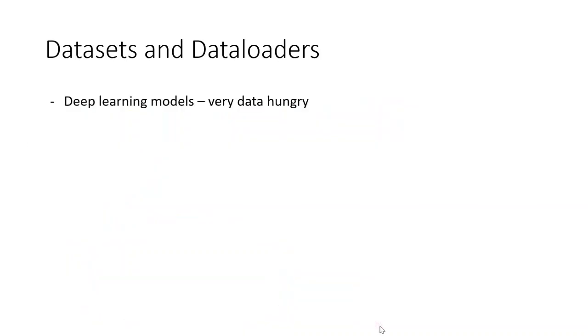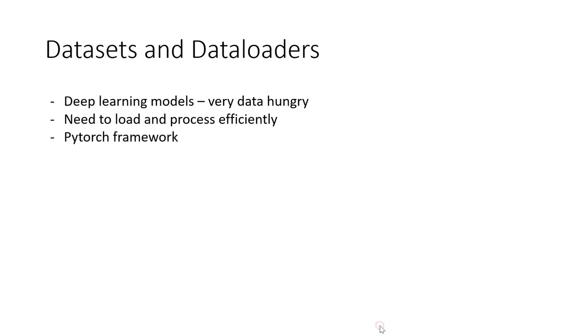So as you know, deep learning models require large amounts of data. They're very data hungry. And for this, we usually need to grab data from a disk, load it up, run some processing, and feed it into the model. So we need very efficient algorithms to load and process data in a computationally efficient manner. And for this, the PyTorch framework provides excellent classes and APIs that we can use to do this very easily and in a seamless manner.